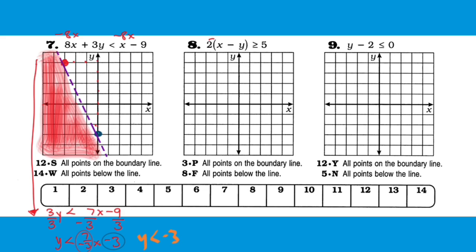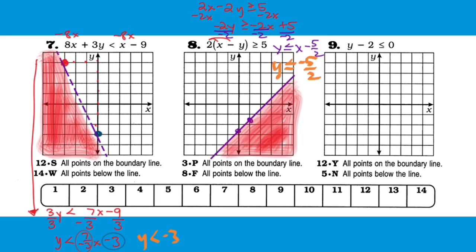Number 8, I have to evaluate my expression first, distributing that 2. And then I solve for my y value. Again, I'm dividing by a negative, so I have to flip that sign. And I'm going to go ahead and graph a little bit weird. It's at -2.5. Then I'm rising 1 and running 1. And it's equal to or less than.